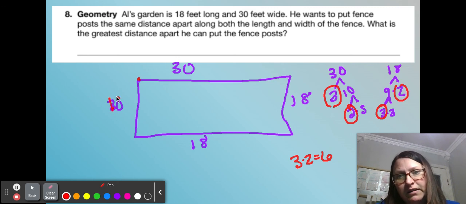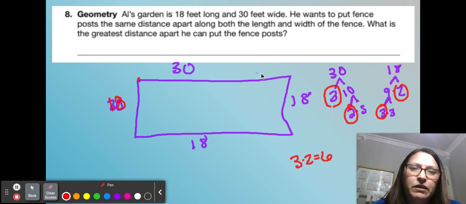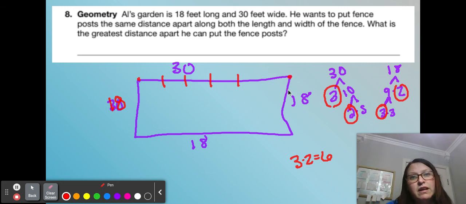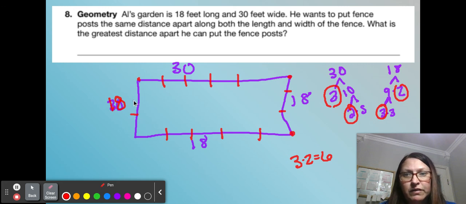So I would start right here. This is supposed to be 18. And I would go every 6 feet. So 6 feet, 12 feet, 18 feet, 24 feet, and 30 feet, and it's not drawn to scale. And then 6 feet, 12 feet, 18 feet. I would do the same down here. And I'm doing the same thing. So it is every 6 feet that they will put their fence posts.